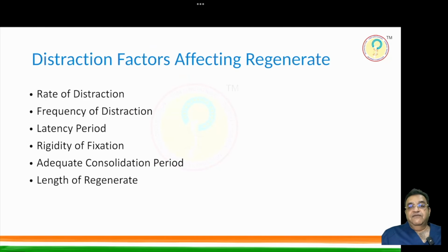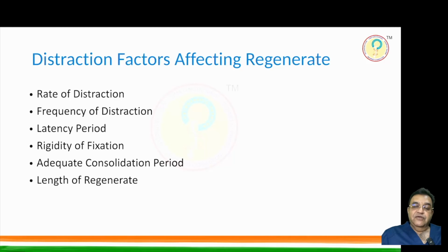Now, distraction factors affecting the regenerate: rate of distraction. If it is more, then you get poor regenerate; if it is less, it can cause early consolidation. If you increase or decrease the frequency of distraction, which is stipulated by Professor Ilizarov's experiments as 0.25 millimeter 4 times a day, you have to be very careful about that.